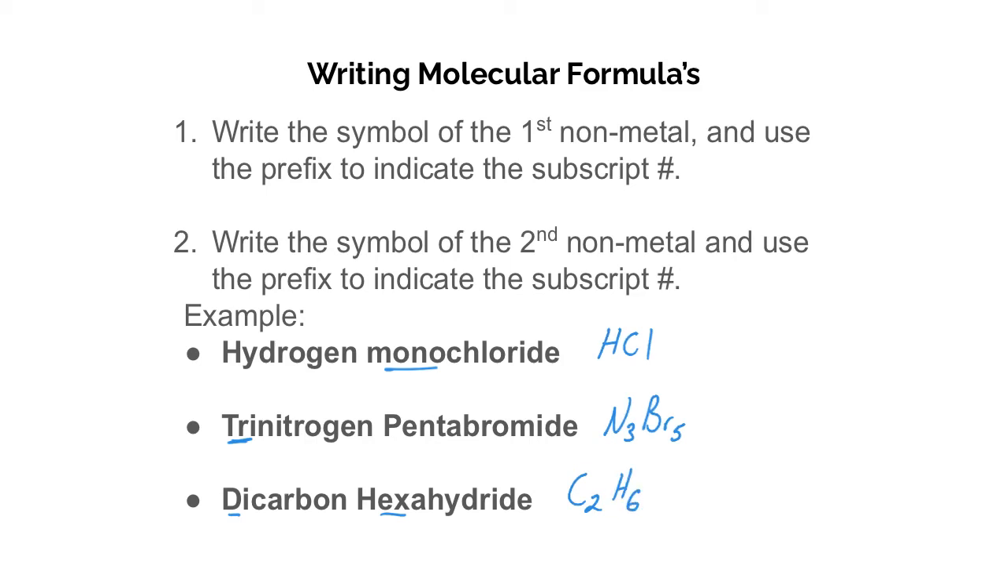You'll note here that we don't reduce our prefixes like we would with ionic. We just simply write it as it's given to us. No crisscrosses, but the prefixes will tell us exactly how many atoms we have for each compound.